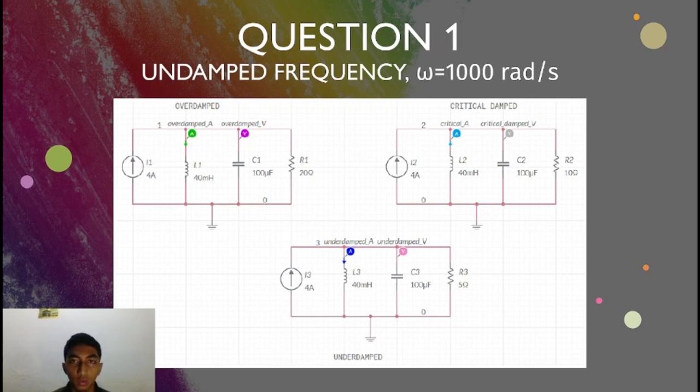Today I will present question 1. We use a frequency omega equal to 1000. This is the circuit for overdamped, where R1 is 20 ohm. For the critically damped, we use 10 ohm. And lastly, for underdamped, we use R3 equal to 5 ohm. This is our circuit for question 1.